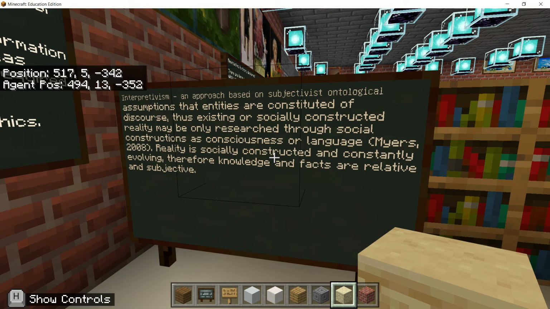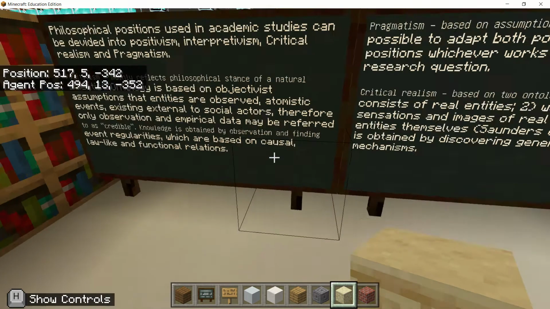So we're going to go to interpretivism, an approach based on subjectivist ontological assumptions that entities are constituted of discourse, thus existing as socially constructed reality that may only be researched through social construction such as consciousness or language. Reality is socially constructed and constantly evolving, therefore knowledge and facts are relative and subjective.